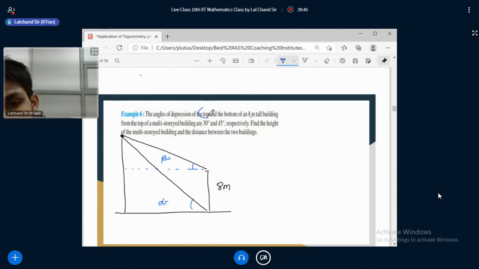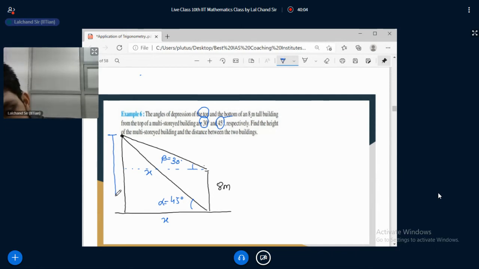First angle is at top. Okay, so the top angle will be 30 degrees. So beta value will be 30. And second is at the bottom. The bottom angle will be 45 degrees. Okay, so this value is x. The same, this length is also x. And let's suppose this height is h unit. Okay, so up to this value is also 8 meter. So we can say this unit length is h minus 8, isn't it?